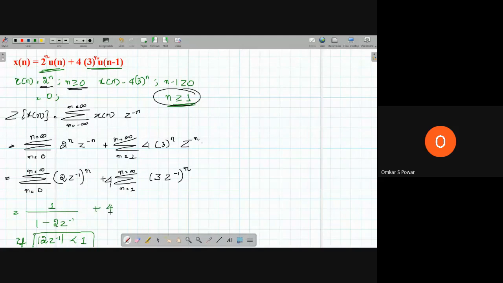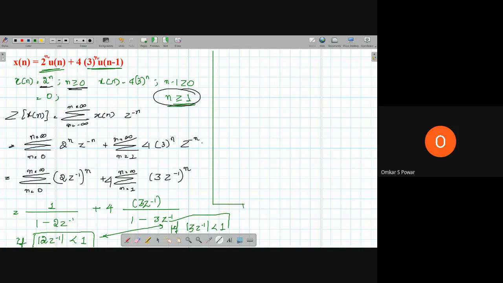Plus 4 into, so summation n varies from 1 to infinity a to the power of n is nothing but a divided by 1 minus a. So this is your mathematical formula. These things you have learnt in mathematics. So when your summation starts from 1 to infinity, a to the power of n is nothing but a divided by 1 minus a. What's the condition again? If mod 3z to the power of minus 1 is less than 1. So if mod a is less than 1, again the condition remains the same. So these two things will be helpful when plotting the ROC.